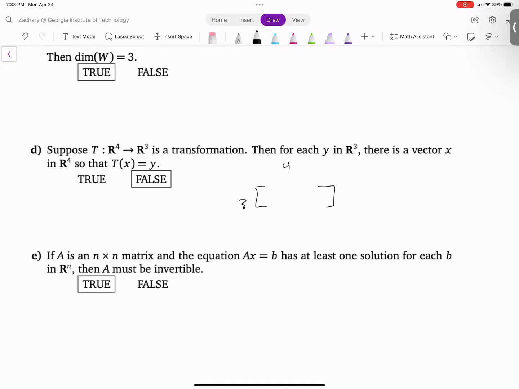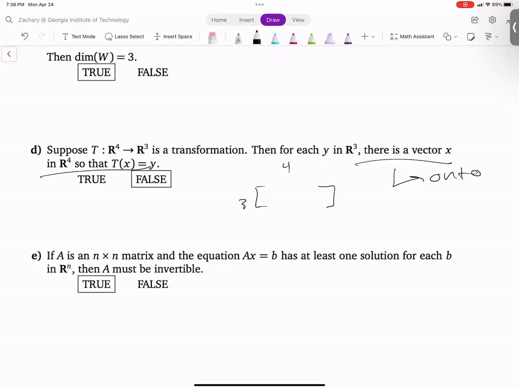Okay. D says, suppose we're going from R4 to R3. Then for each y, there is a vector x such that T of x equals y. What else is that called? Being onto. 1-to-1 would be each x has a unique y. There's no y's that have doubles. Okay.